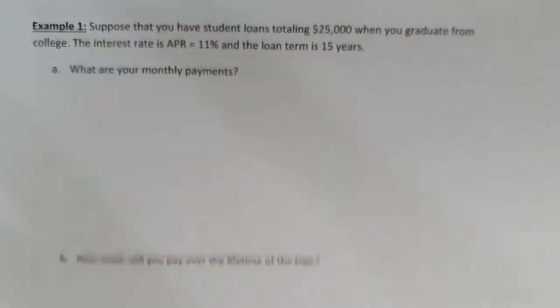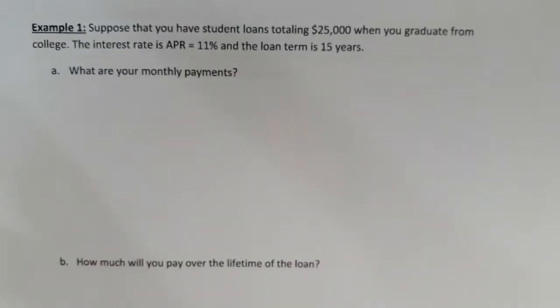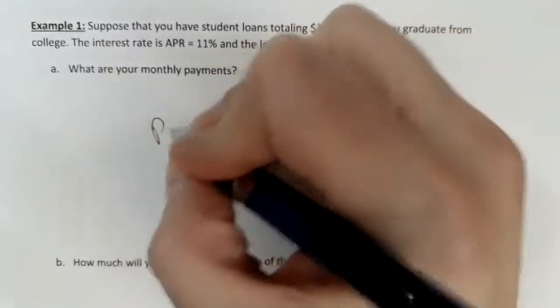So we have an example to try out this thing. We got a new toy. Let's try it out. Suppose that you have student loans totaling $25,000 when you graduate from college. That would be nice. The interest rate is 11% APR, and the loan term is 15 years. What would my payments be? So you want to figure out your payment.